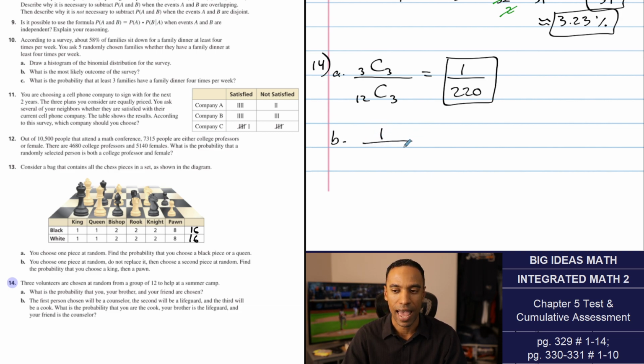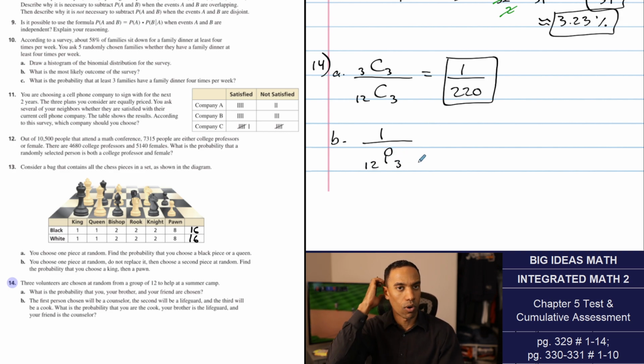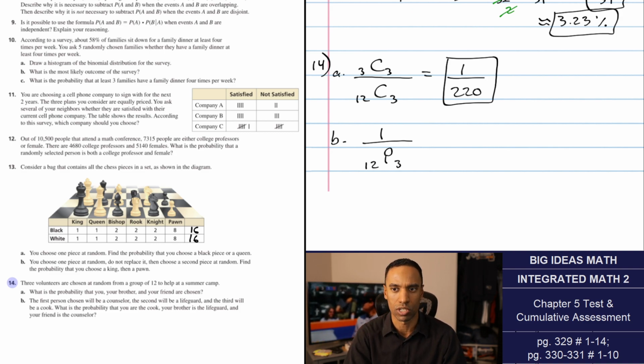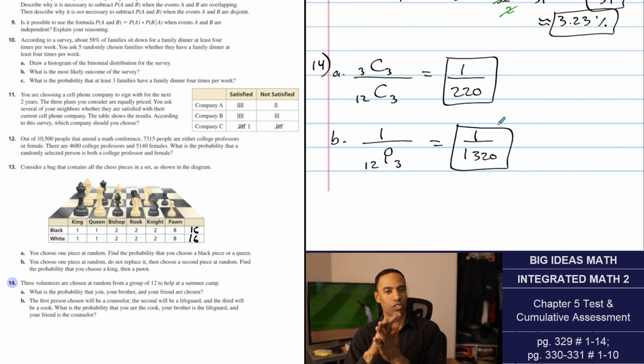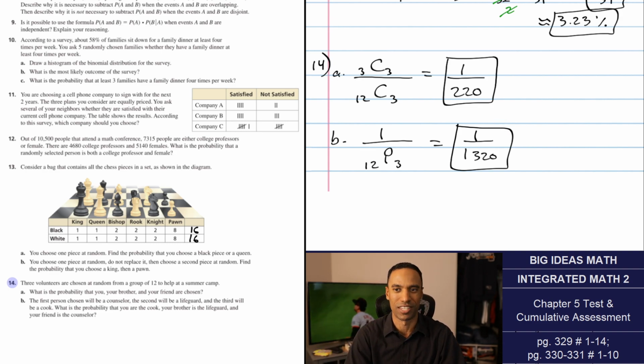That's 1 for that out of, but it's no longer 12 choose 3. It's 12 pick 3. Now when order matters, this arrangement's going to be significantly more massive as a whole. It's going to be in the thousands, I assume. So now 12 pick 3 is 1320. So suddenly this becomes 1 out of 1320. Yeah, that's very little chance. I would not bank on those chances there, guys.